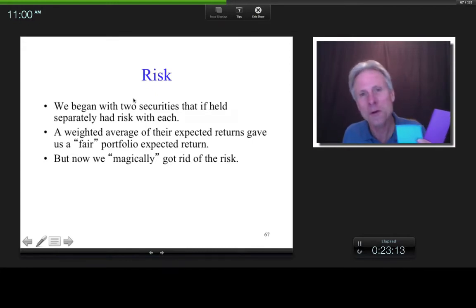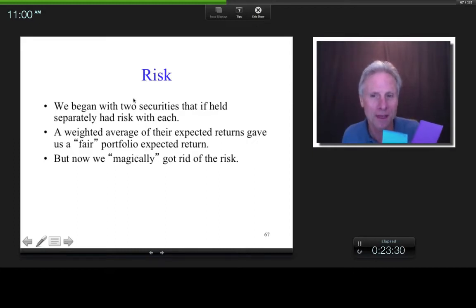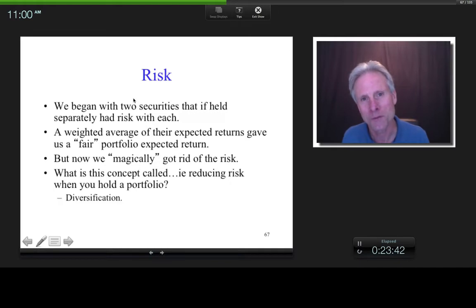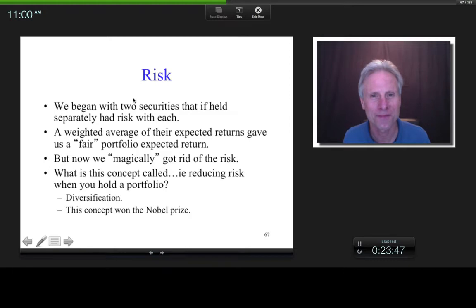So again, who had the best deal? Well, I had the best deal, right? If the goal is to maximize your returns for a given level of risk, then I had the best deal. I had no risk for just what was a fair way to calculate returns. And what is that concept called when you get rid of risk just because you choose to hold something as part of a portfolio as opposed to having all of your eggs in one basket? It's called diversification, which, by the way, that concept won the Nobel Prize.